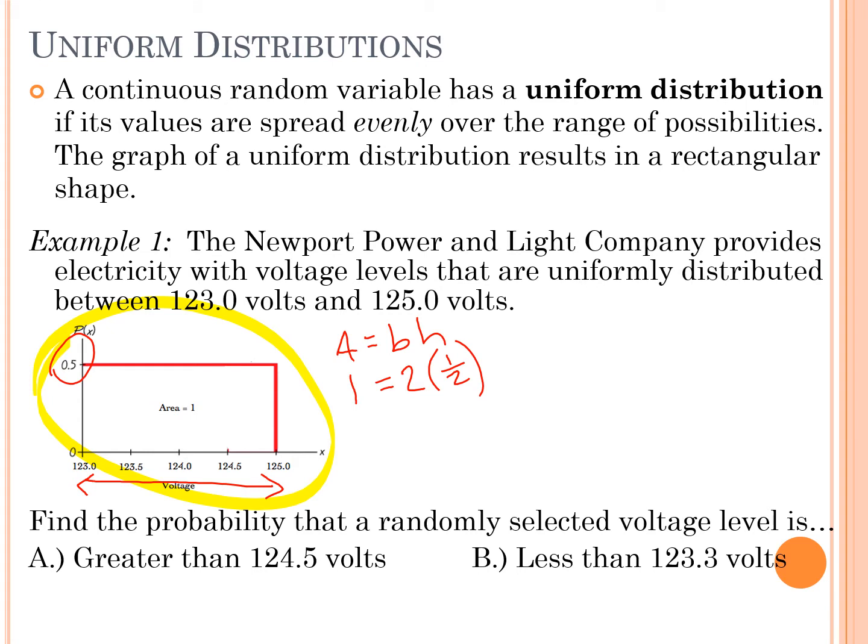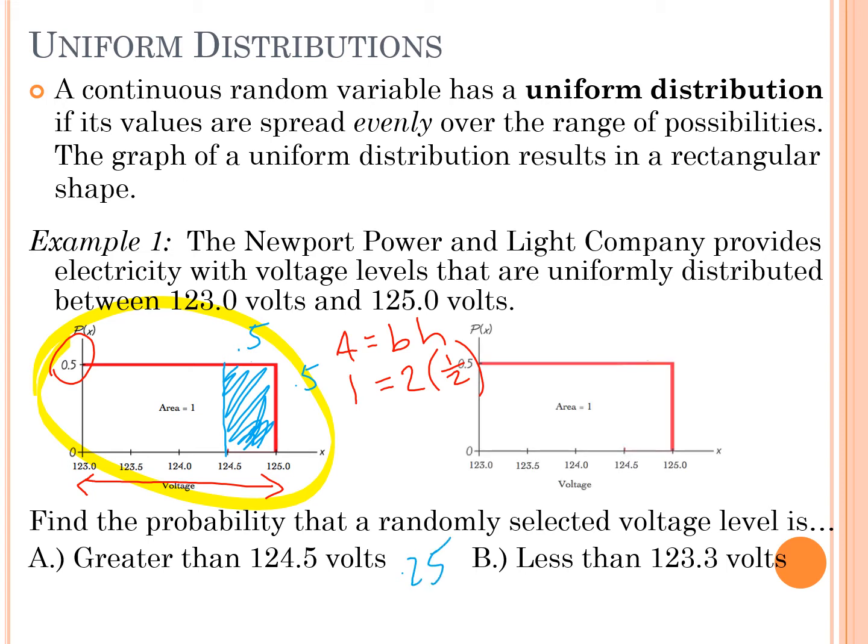So for part A, find the probability that a randomly selected voltage is greater than 124.5 volts. So we're going to draw a line here, 124.5. We want to find the probability of ending up in this section of the rectangle. And this just ends up as a geometry problem. So we have a rectangle here. The base is 0.5, and the height is 0.5. So 0.5 times 0.5, 0.25 is our answer.